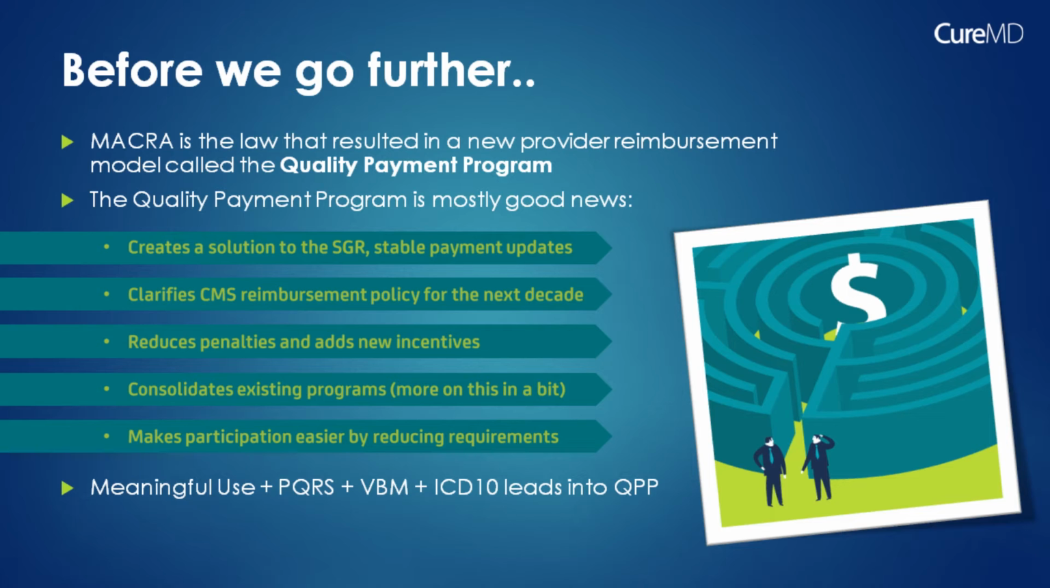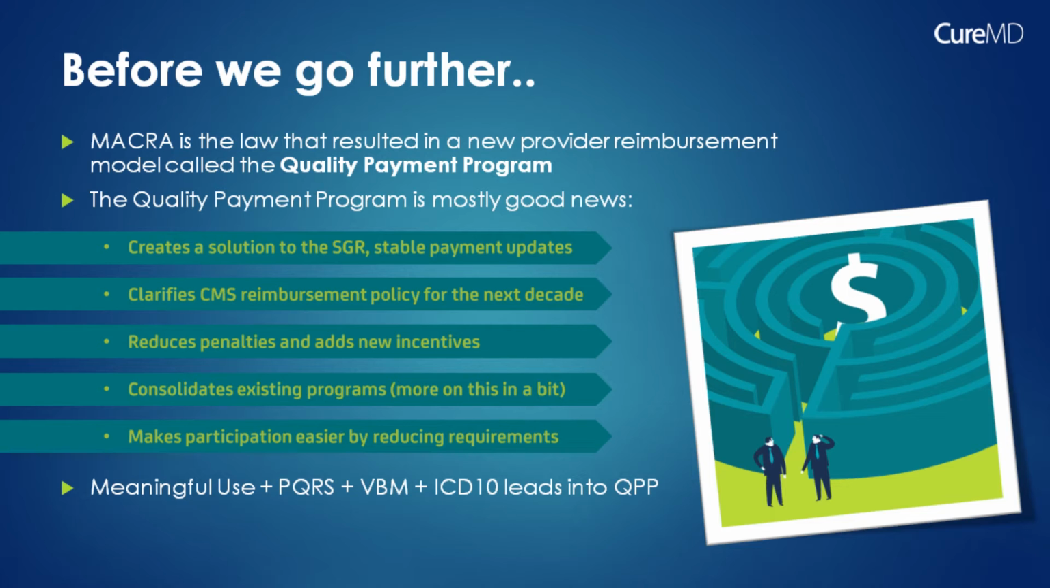So meaningful use pushed providers to start using certified electronic health records that provided data to CMS and Medicare. PQRS, again, was measuring quality and forcing you to report data to CMS and Medicare. Then the value-based modifier took how much you were costing the Medicare program into account. And then, of course, ICD-10, which allows Medicare or CMS to better understand what kinds of patients you're treating. All of that went into QPP, the quality payment program, as a thought process. And this is the result.